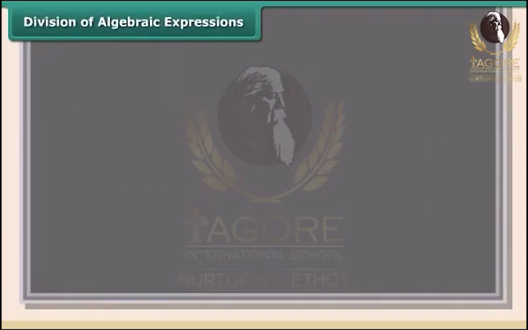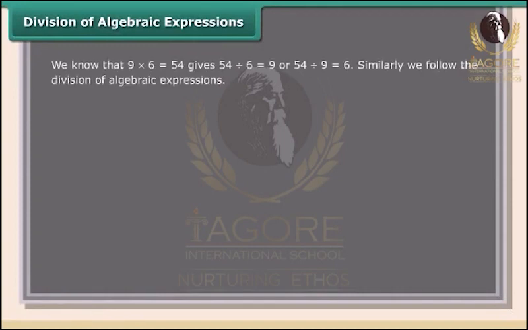Division of algebraic expressions. We know that 9 into 6 is equal to 54, gives 54 divided by 6 as 9, or 54 divided by 9 as 6. Similarly, we follow the division of algebraic expressions.